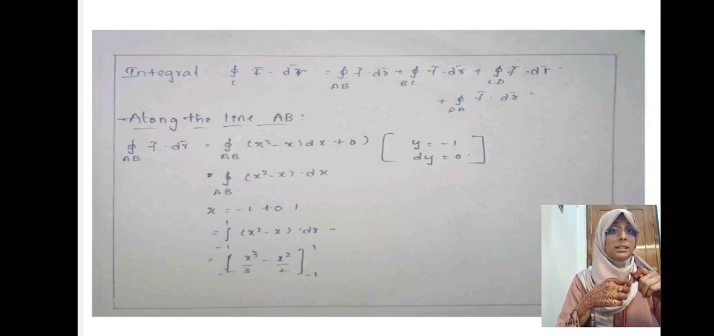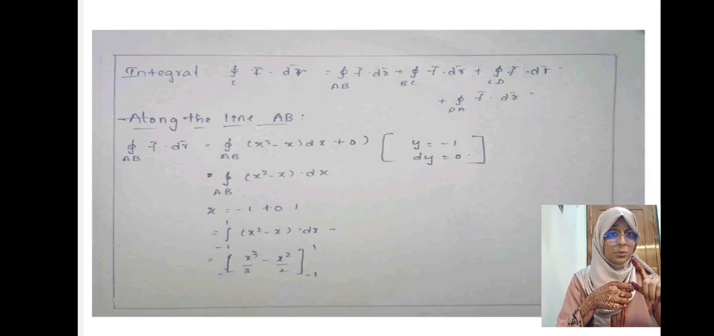So along the line AB, integral AB of f bar into dr bar is equal to integral AB of (x square minus x) into dx plus 0. Here y is equal to minus 1, dy is equal to 0, so that value will become 0. Integral AB of (x square minus x) into dx. Integral will be from minus 1 to 1.